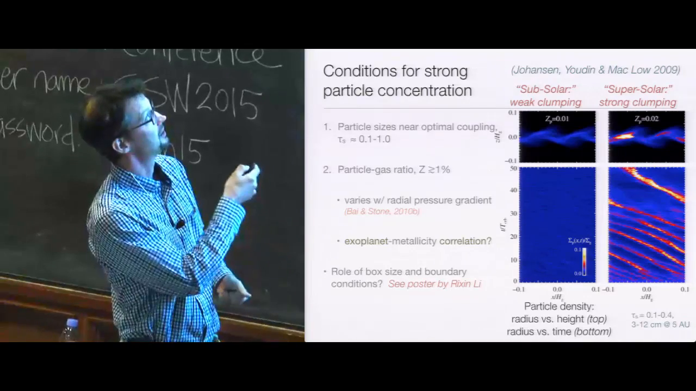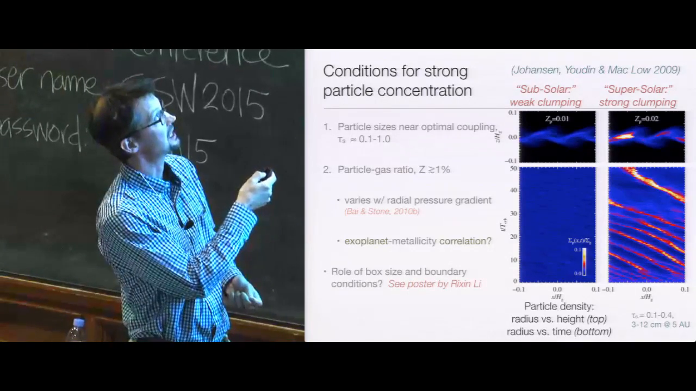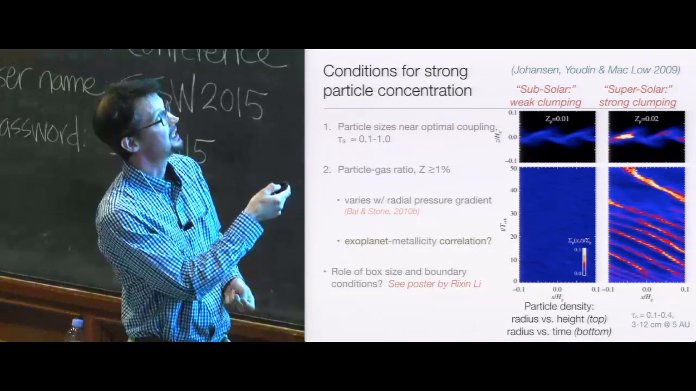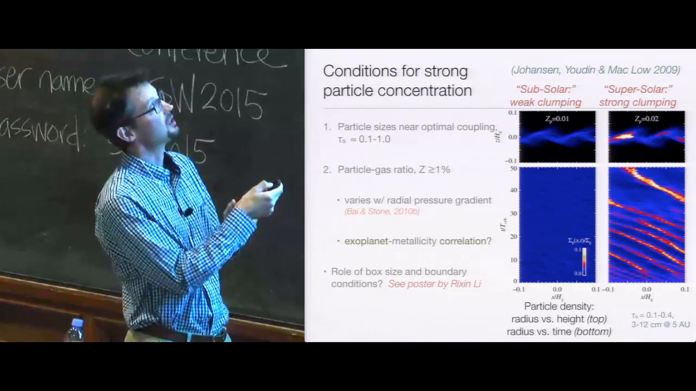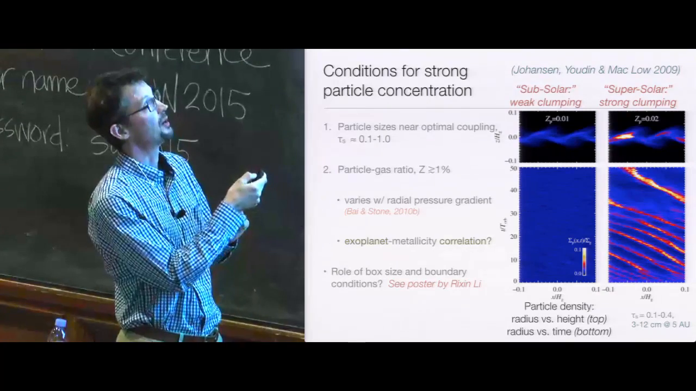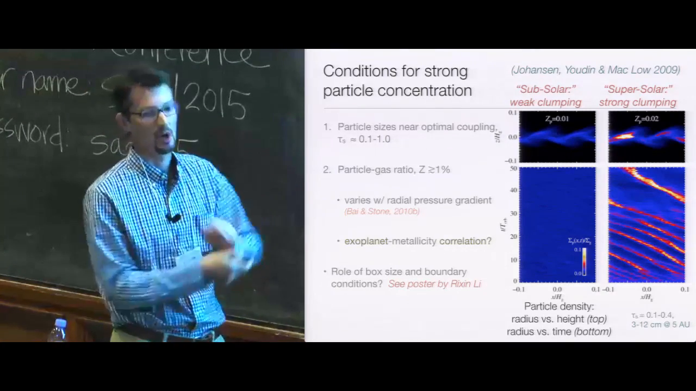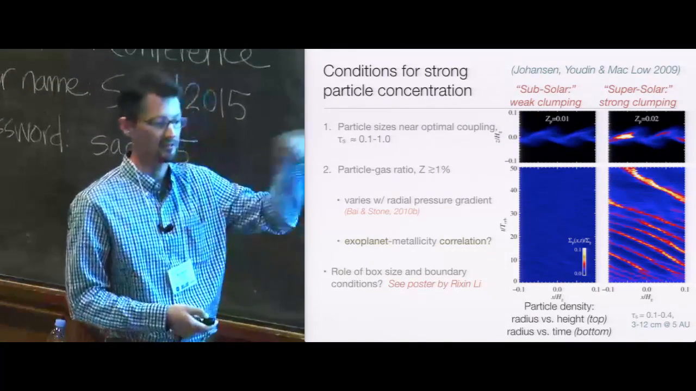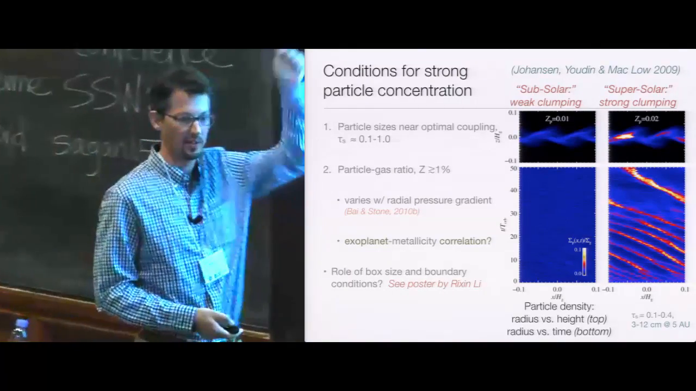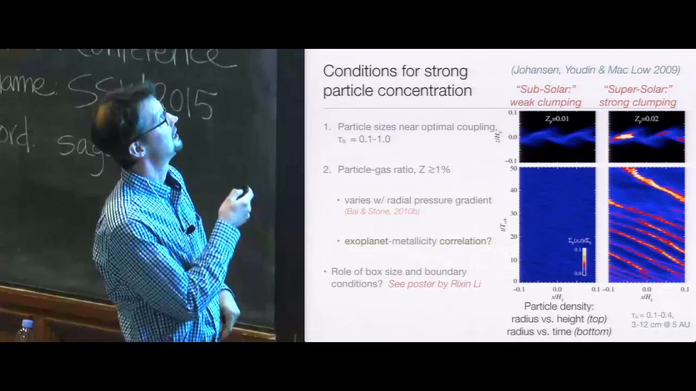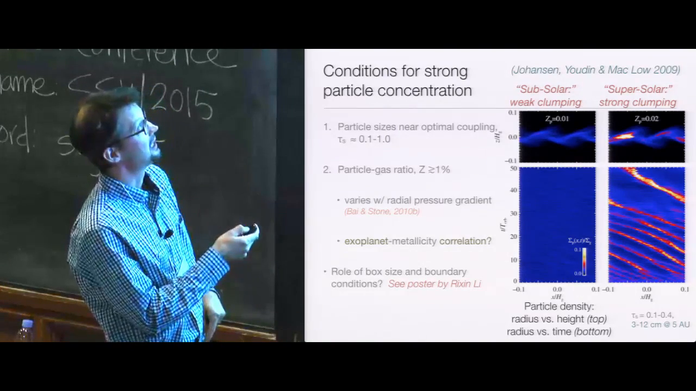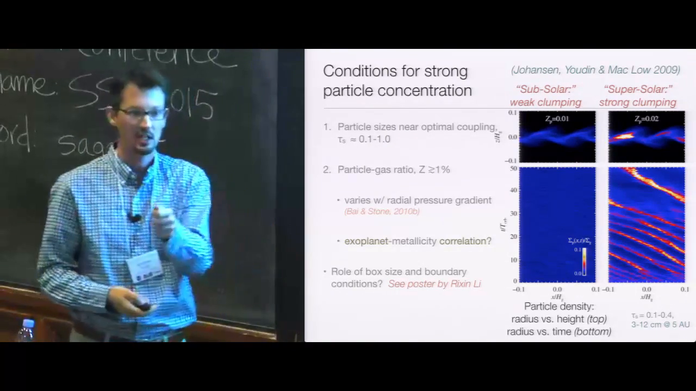Well, the first is probably not that surprising, since I've been emphasizing it. You need particle sizes in this optimal coupling range. So maybe they can be lower than 1, maybe they can be 0.1, but if you get much smaller than that, the other side of the double-edged sword starts killing you, and the things are just stirred out of the midplane too efficiently.